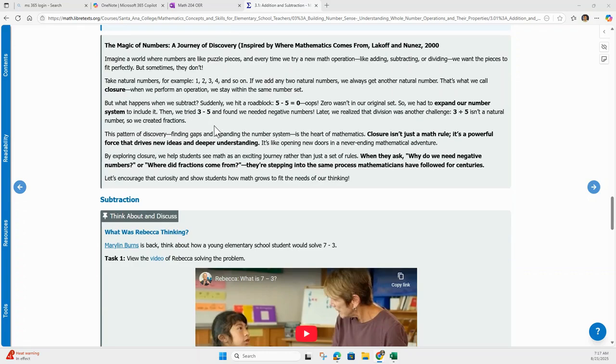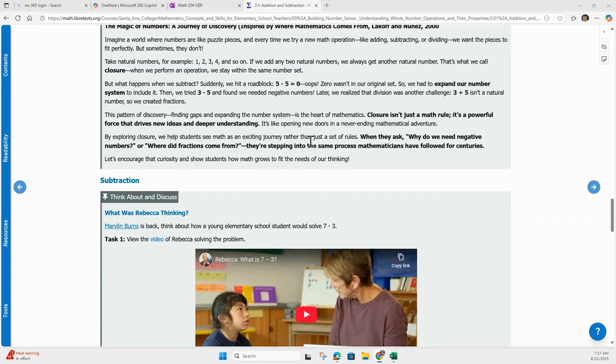So I urge you to take a minute to read that before we move on to subtraction. Again, the idea is that closure isn't just a math rule, it's a powerful force that drives new ideas and deeper understanding. So make sure you take a minute to look at that.